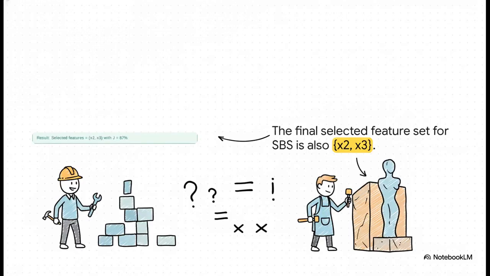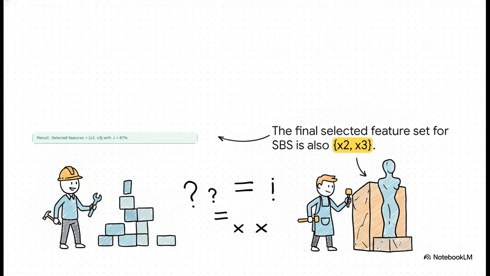And just like that, we've hit our goal of 2 features. The sculptor has revealed its final statue, and it's the set X2, X3. Wait a second, notice anything? That's the exact same result our builder came up with. So they're just 2 different ways to get to the same answer, right?